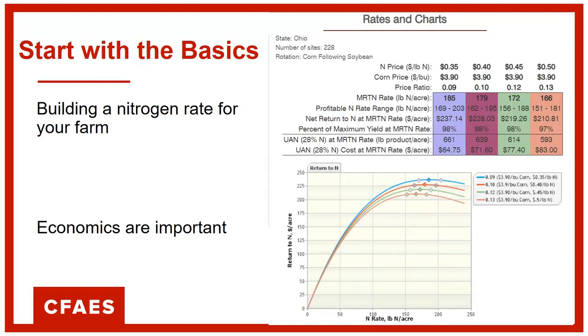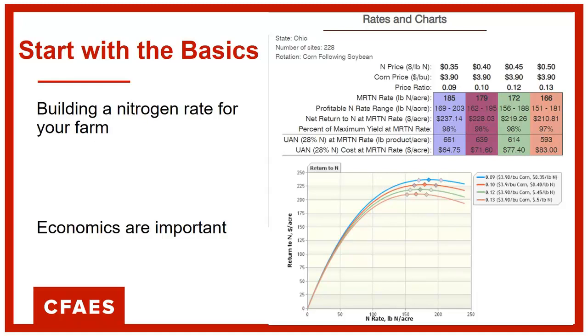So right now, 40 to 45 cents for nitrogen, should be able to price $3.90 corn. If we price that, our economic return to nitrogen is going to fall between 172 and 179 for that middle number. And we're going to have a range falling in there between 162 and 188. When we sit down with the cooperator, we really talk about that range and what they know about their field to start setting that.